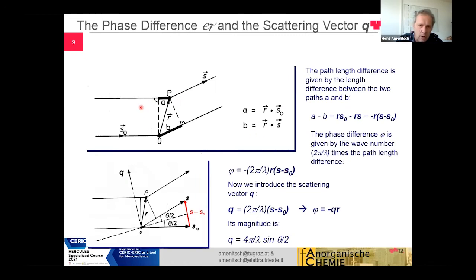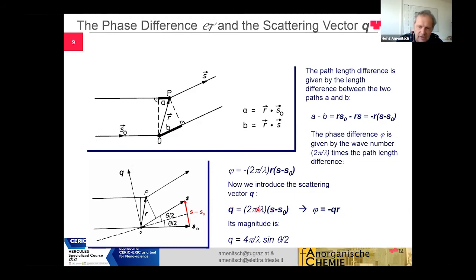You have the incoming wave, here you have the scattered wave, and the problem is you have an electron placed here at the R vector. This is the center of origin. So you measure at a certain distance R, you have an electron, you have to calculate the phase difference between the scattered wave from the electron to the origin, okay?